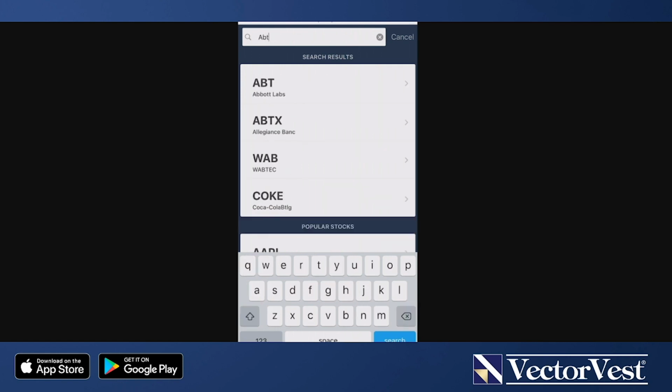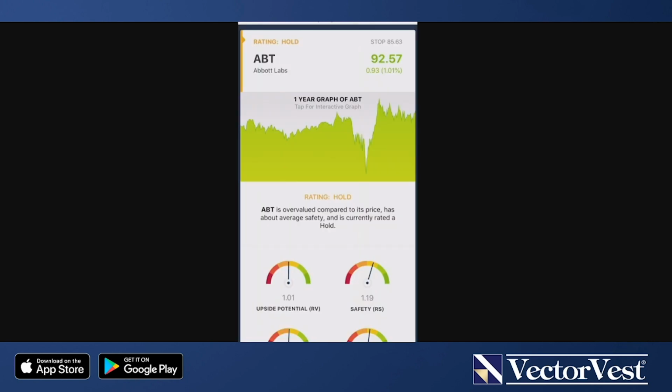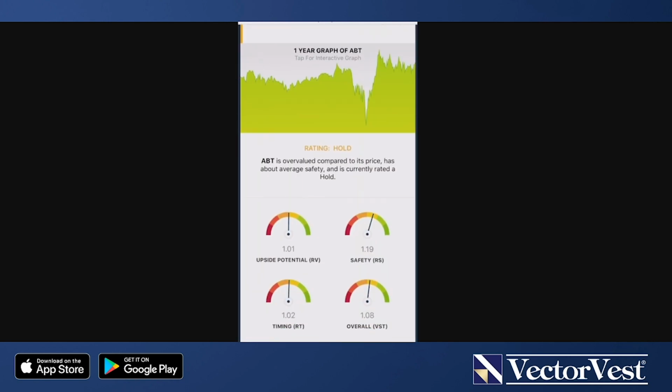ABT. Abbott Labs. About average long-term potential. Good solid fundamentals though, so less risk associated with it. Stock's moving sideways, so right now it's more of a hold pattern. Stock overall is favorable, but we've seen better out there so far.